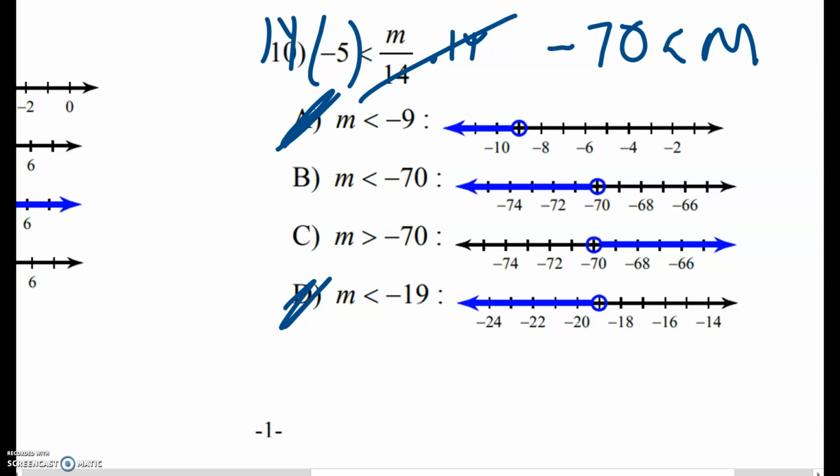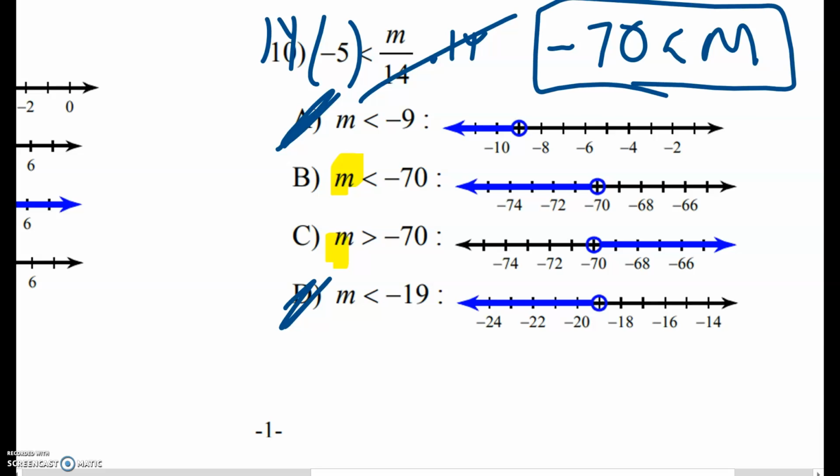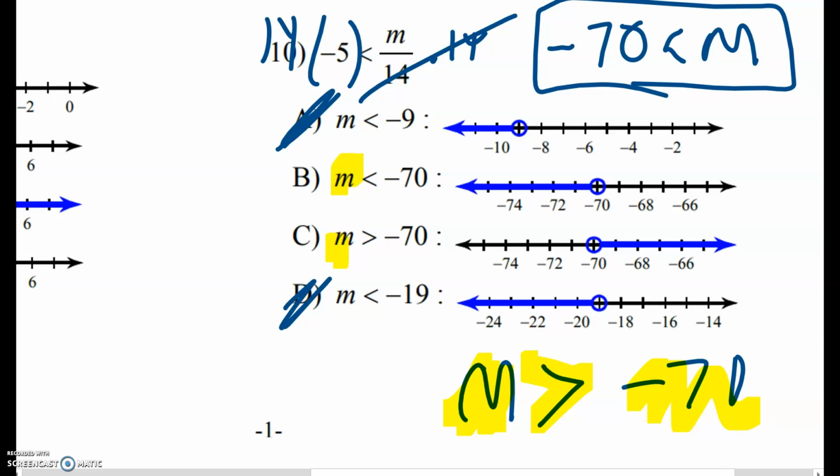Now, if you notice, my answers have m on the left side. So if you look at the way this is written, the point goes to negative 70 and the opening of the mouth goes to m. So if I rewrote the order of it, if I put the m backwards, I would flip the sign and it would say m is greater than negative 70. Now, this is saying all numbers bigger than negative 70. Well, wouldn't all numbers bigger than negative 70 be to the right of negative 70? So my answer is C.